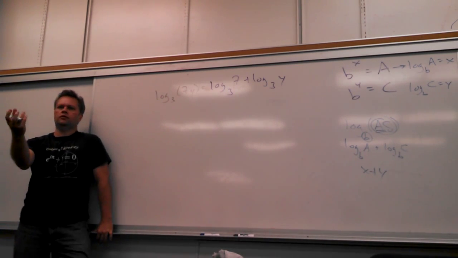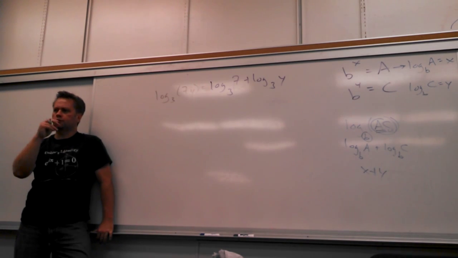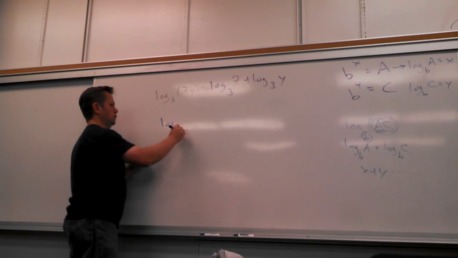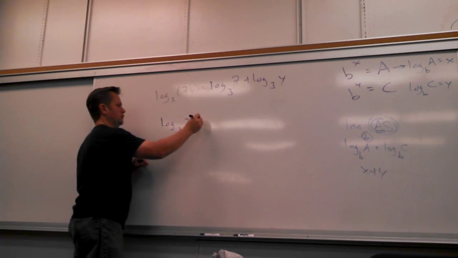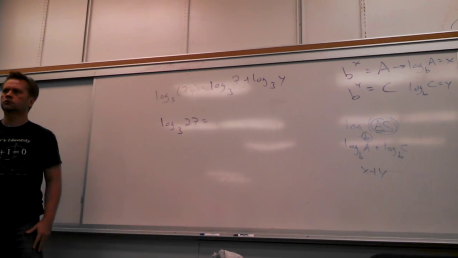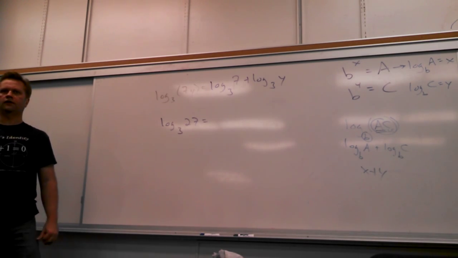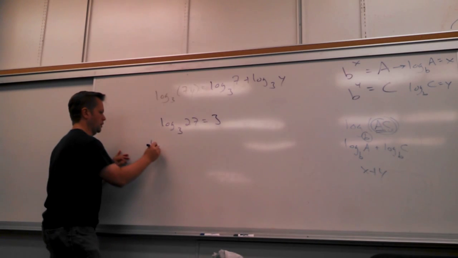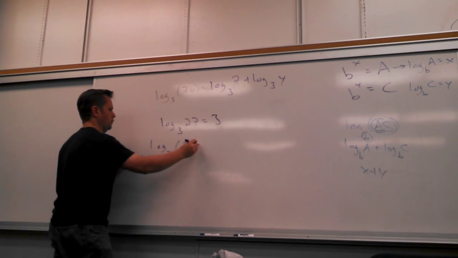Let's actually do something with concrete numbers so we can kind of prove this to ourselves. What's log base 3 of 27? That one we can just do, right? Log base 3 of 27 is 3. I like it. But isn't log base 3 of 27 also log base 3 of 3 times 9?